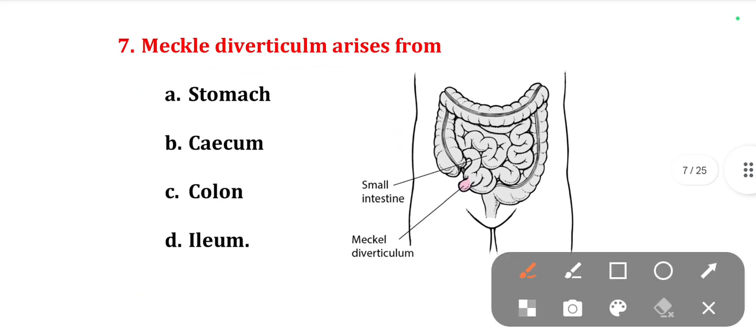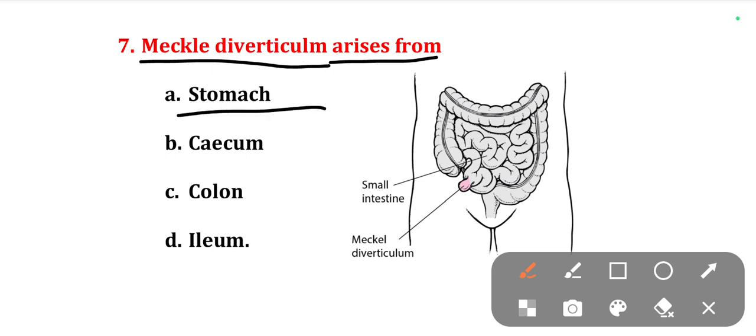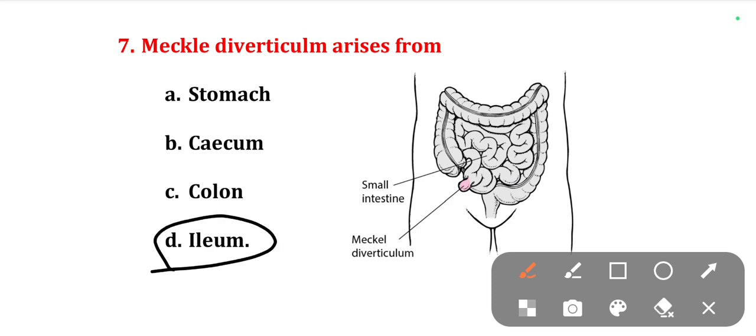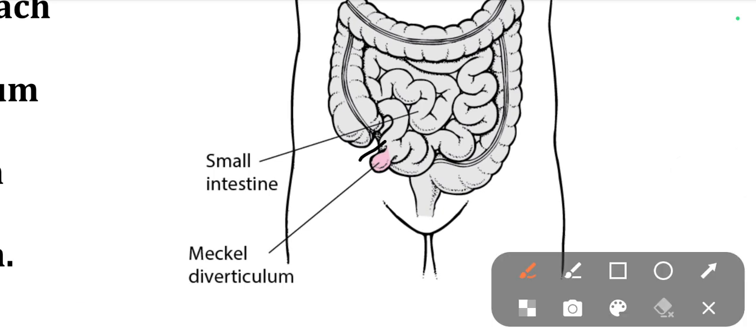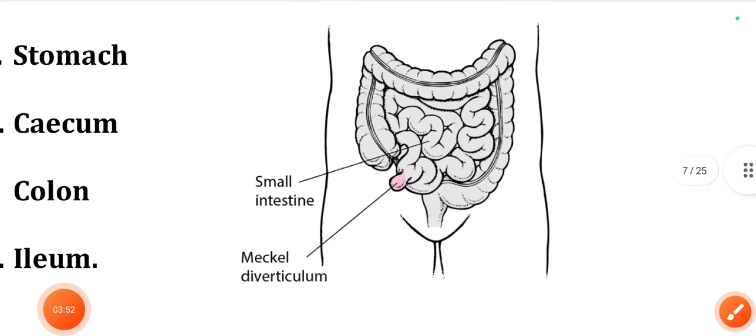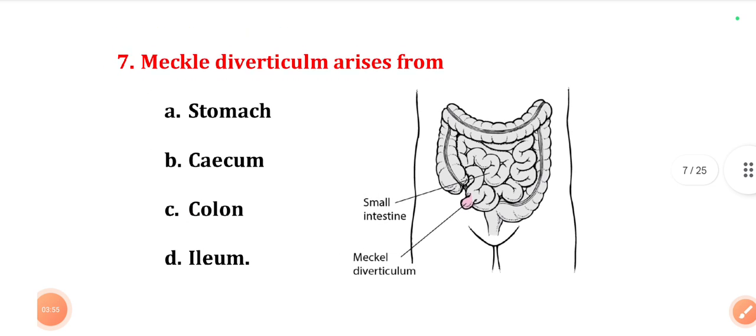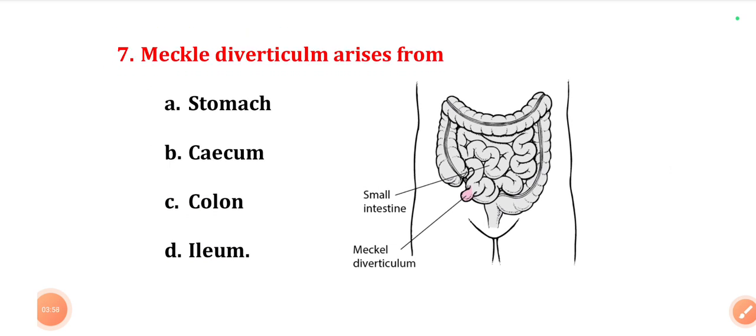The next one is Meckel's diverticulum arises from. In the gastrointestinal tract, Meckel's diverticulum develops from which part of the intestine? The options are stomach, cecum, colon, or ileum. The right one is ileum. In the picture you can see the ileum part of the intestine, and here we can see the Meckel's diverticulum. This condition mainly arises from birth itself, so it is a congenital malformation.